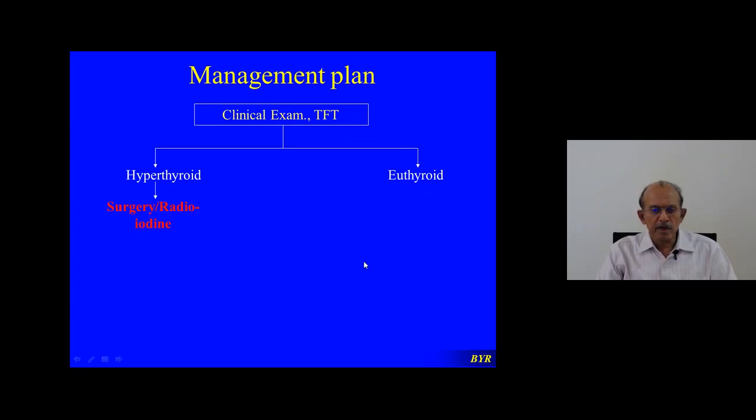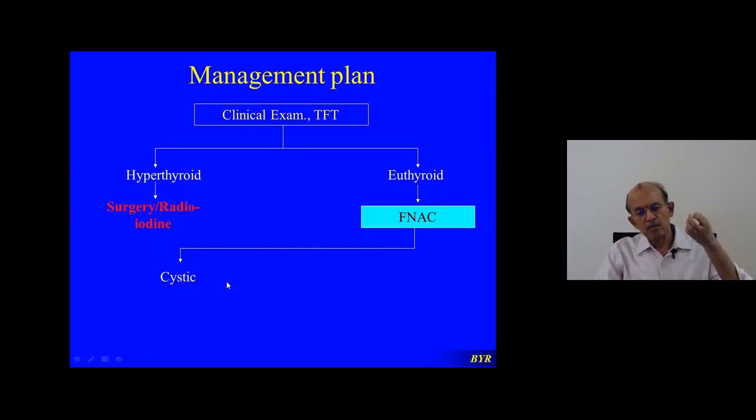The report may be euthyroid. Then you go for FNAC. On FNAC, when you aspirate, you will get a complete cystic swelling. That means you get about 10 ml of fluid. The swelling has completely disappeared. That means it is a cystic swelling.